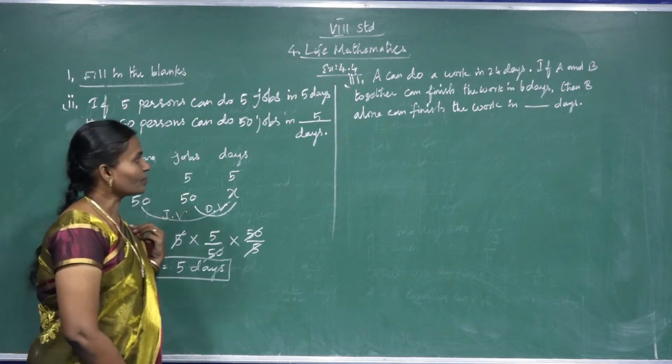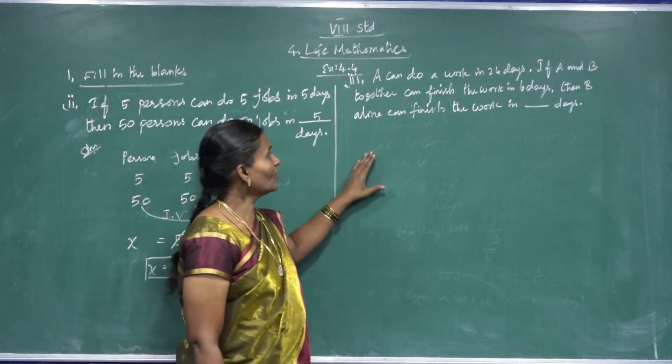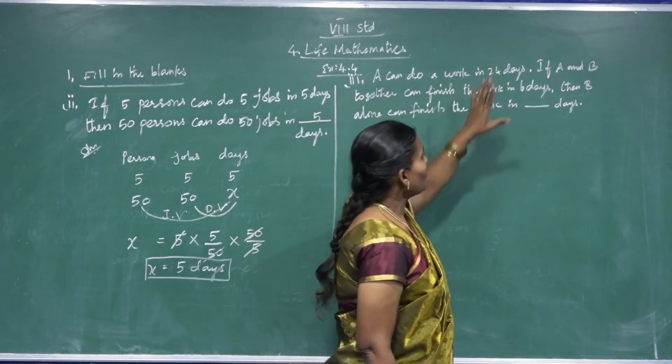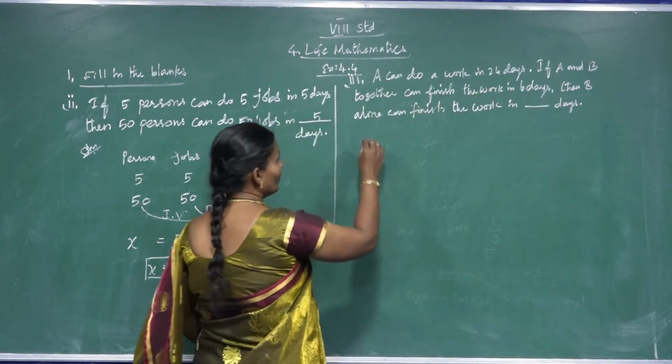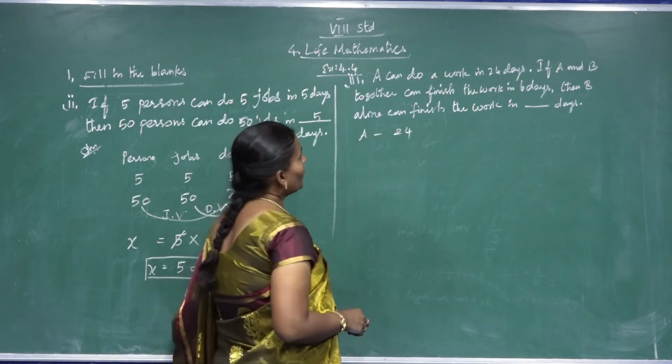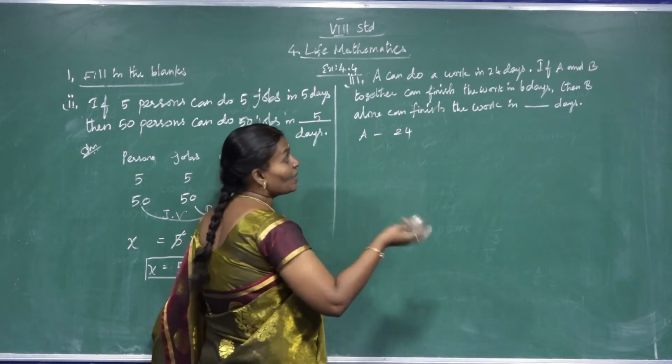Good. Now see the third one. A can do a work in 24 days. So A can do a work in 24 days. And A and B.